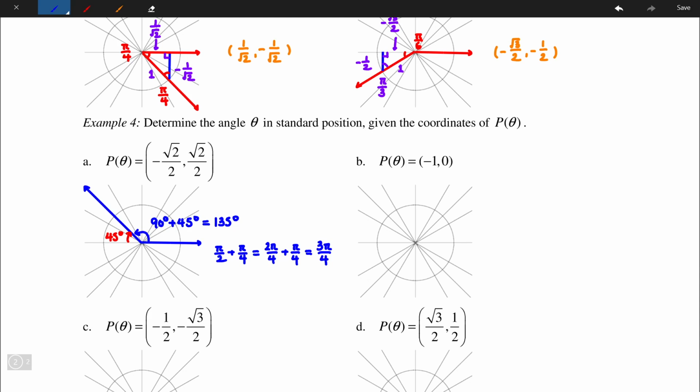Okay, so next question we have negative 1, 0. So if we were to draw that, it would just be a horizontal line. Since we start at the positive x-axis, but the point in question is going to be on the negative x-axis, so right here. So that means our angle then is going to be the 180 degree angle. Or of course in radians this would be pi radians.